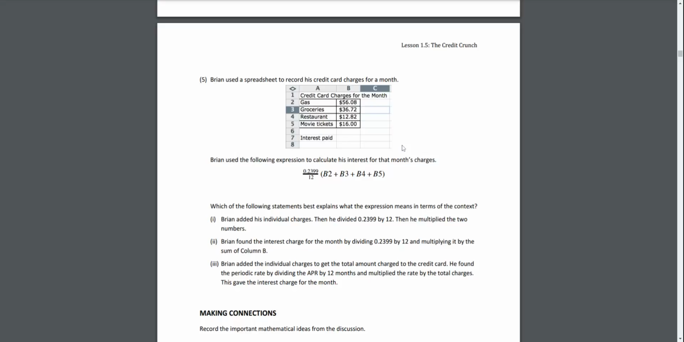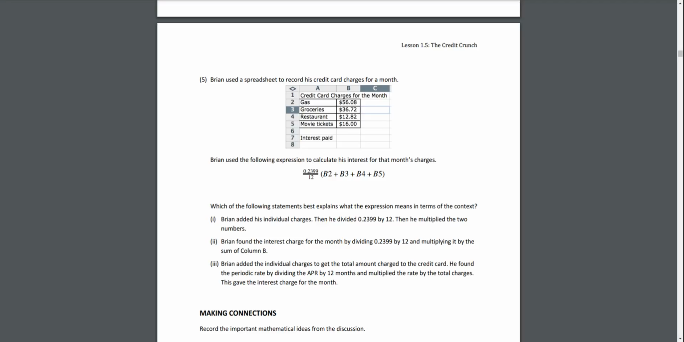5. Brian used a spreadsheet to record his credit card charges for the month. And here you see a little chart. It's a spreadsheet. It might remind you of something like Excel. It's a common program that's used. Brian used these following expressions to calculate his interest for that month's charges. So here's a calculation or an expression that Brian uses that equates to the spreadsheet we have above.